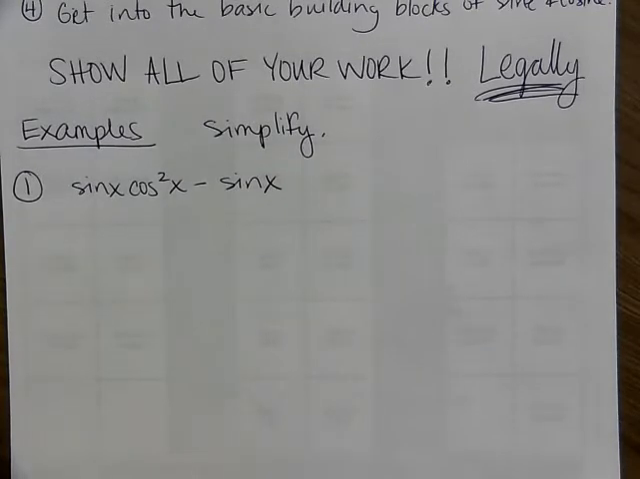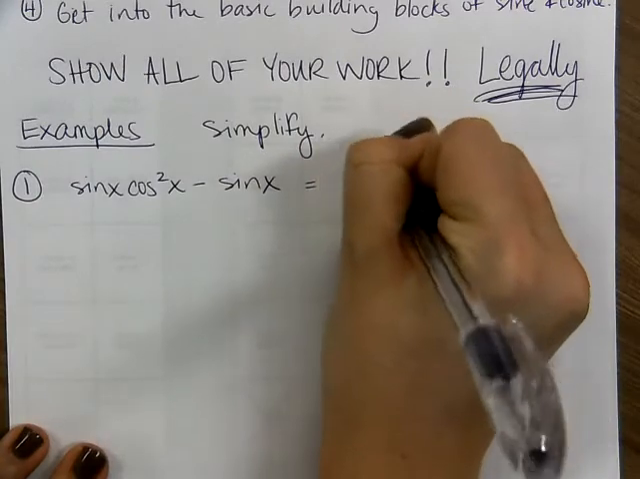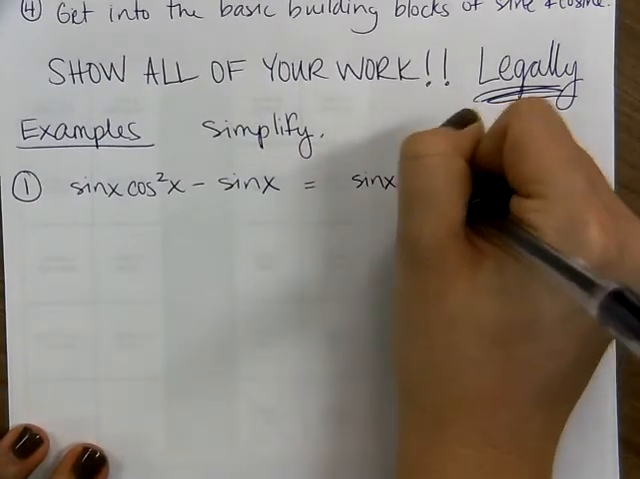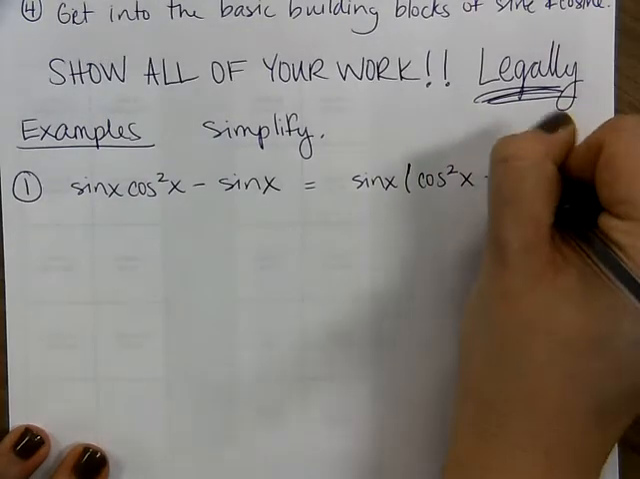So does anyone see anything I could do here? I don't want to give it away. Does anything stand out to you? Yeah. Could you factor out sine of x? You sure could. Does everyone see that has a common term there, sine of x? That's a good place to start. Okay, so let's do that. So we're going to factor out the sine of x. So we're left with cosine squared of x minus 1.